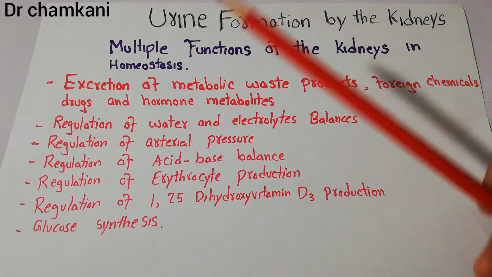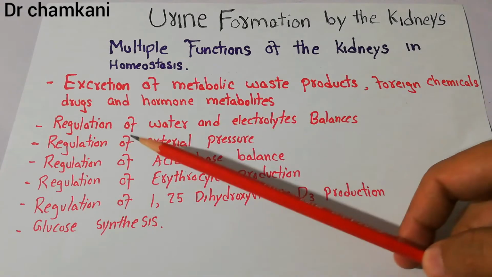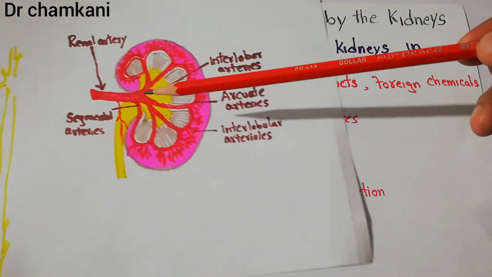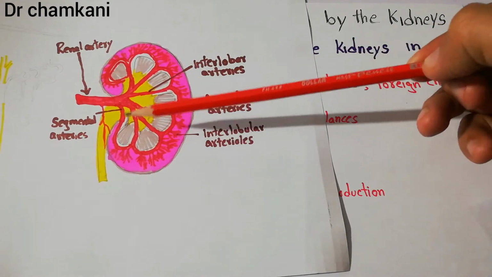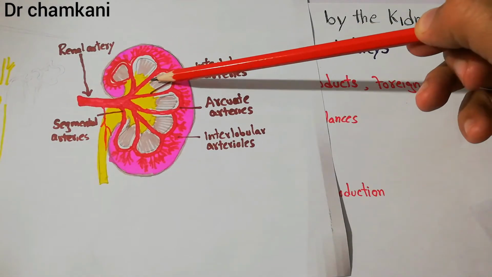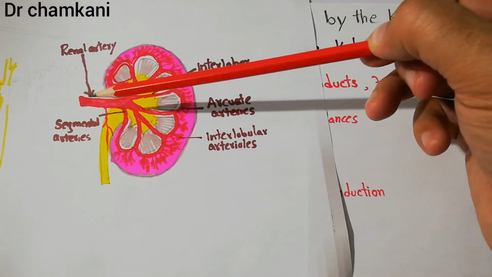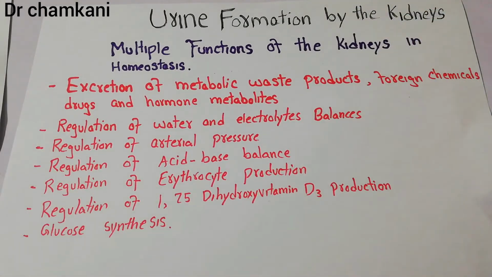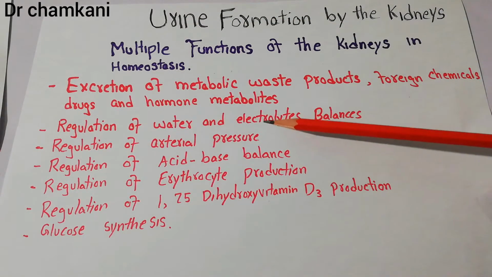The second function of the kidney is the regulation of water and electrolyte balances. Now it is also very important. For example, this is the kidney. The blood enters the kidney, and through millions of nephrons, it filters this blood, removes the waste material, and returns the normal blood to the veins. So it seems very easy, but there are a lot of complicated and delicate functions performed by the kidney, and one of those functions is the regulation of water and electrolyte balances.